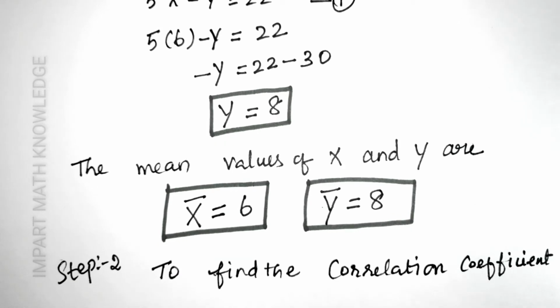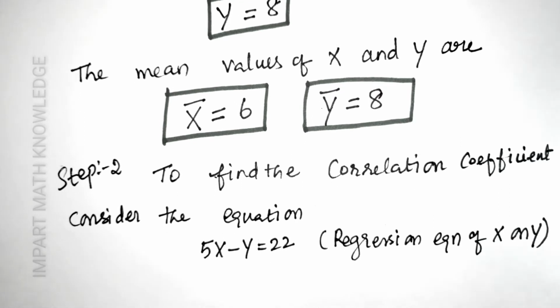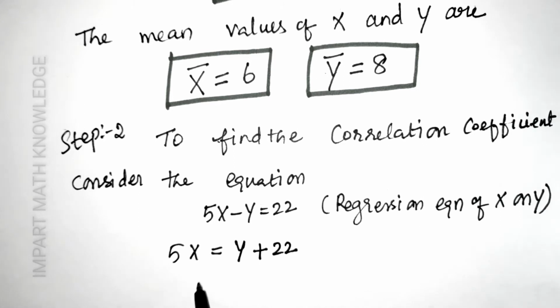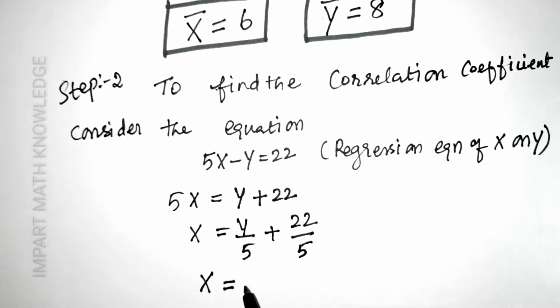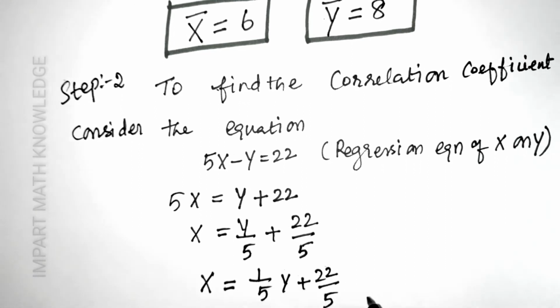Step 2, to find the correlation coefficient. Consider the equation 5x minus y is equal to 22. Let it be the regression equation of x on y. This can be written as 5x is equal to y plus 22. So x is equal to y by 5 plus 22 by 5, that is, x is equal to 1 by 5 y plus 22 by 5.